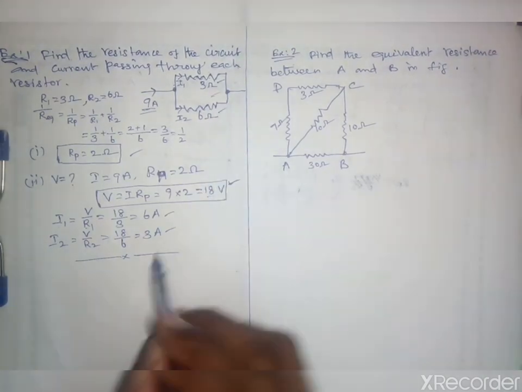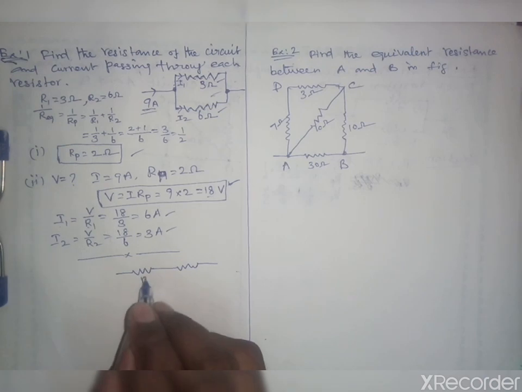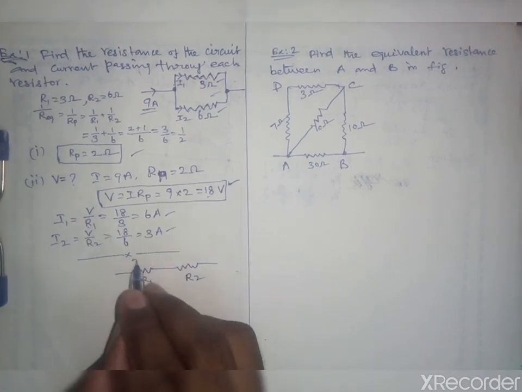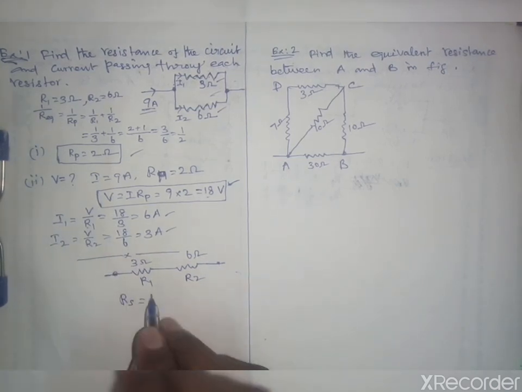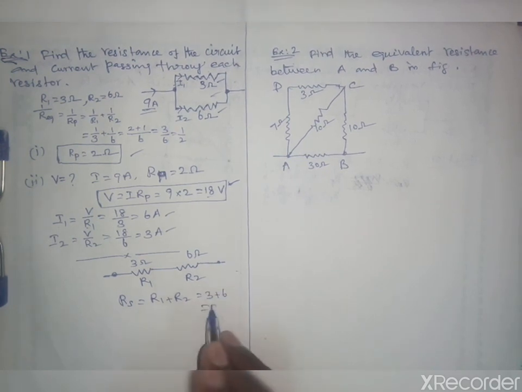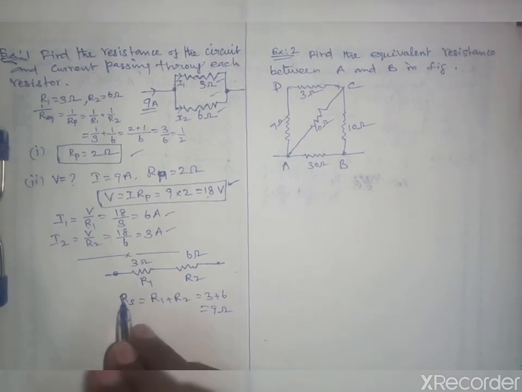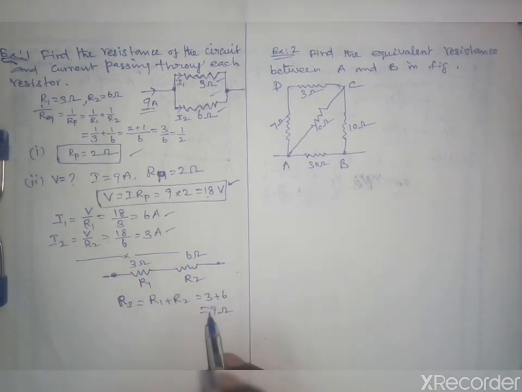Suppose these two resistors are given as a series connection, that is, R1 and R2. This is R1, R2, with 3 ohm and 6 ohm. So what will be the equivalent resistance? That is RS equals R1 plus R2, we know. So this is equal to 3 plus 6, 9 ohm. So the resultant or total resistance will be the sum of these two. So we can find them.